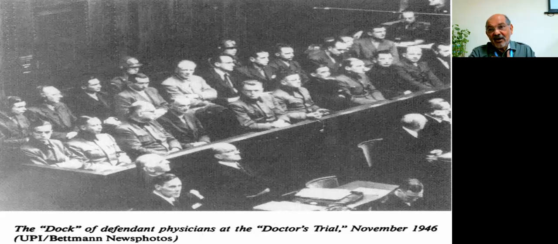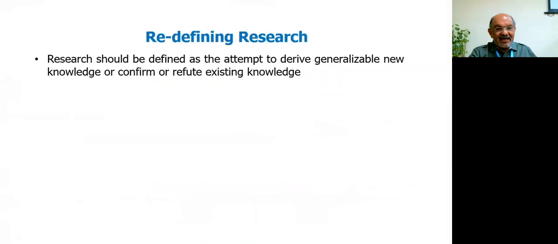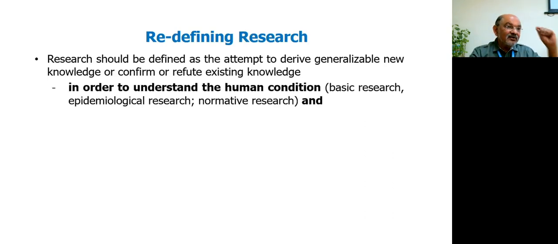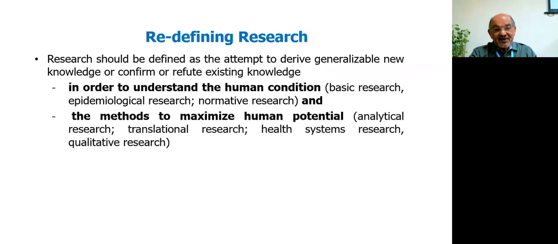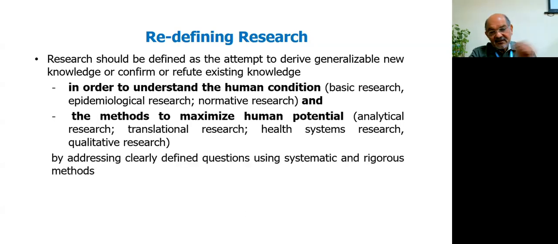No? So I'd like to redefine research as an attempt, of course, to derive generalizable new knowledge or confirm or refute existing knowledge in order to understand the human condition, which is why we do basic science research, epidemiological research, and normative research. We want to understand who we are and the methods to maximize human potential, which is why we do analytical research, translational research, health systems research, and qualitative research. And we do this by addressing clearly defined questions and using systematic and rigorous methods. So this is the way I'd like to think of why we do research.